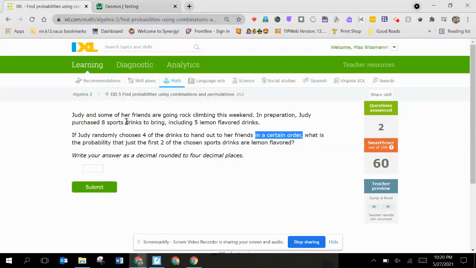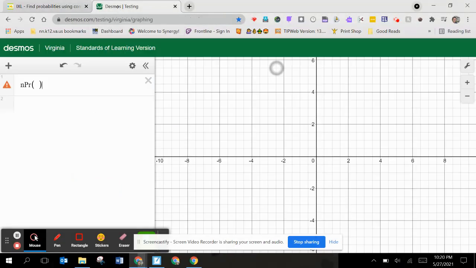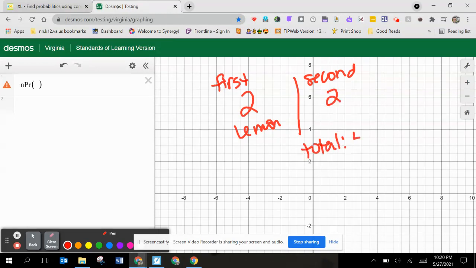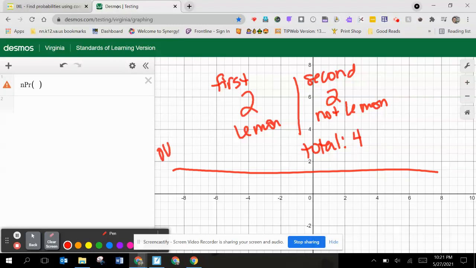We've got 2 different scenarios here. We've got 8 total sports drinks, 5 of them being lemon, and we're choosing 4 of them, but we're looking for the first 2 to be lemon. So when we talk about our 2 scenarios, we're talking about the first 2 are lemon, which means the second 2 that we have to pick, because remember we're picking a total of 4 sports drinks to hand out to our friends, are not necessarily a lemon flavor. These are our outcomes. We're specifically looking for the first 2 to be lemon and the second 2 to not be lemon.